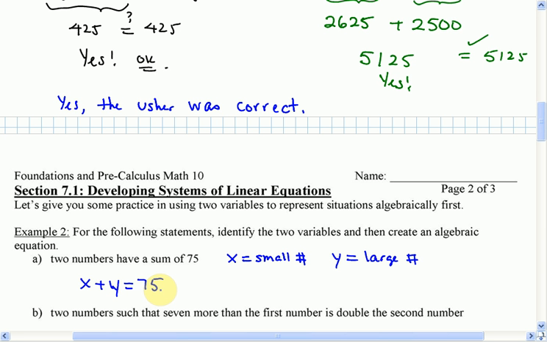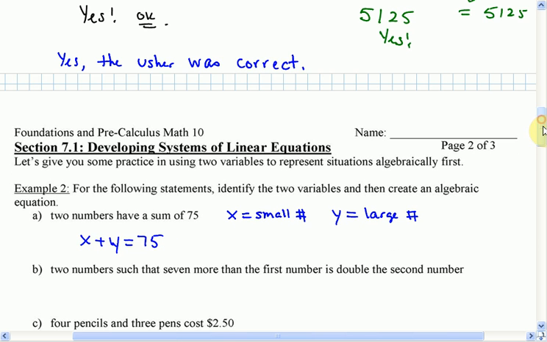Okay. So part B, let's read that. And once again, what are my two variables and what do they represent? So I got two numbers now, such that 7 more than the first number is double the second number. What do we do here? What are my variables? X and y again? Okay, fine. X and y.